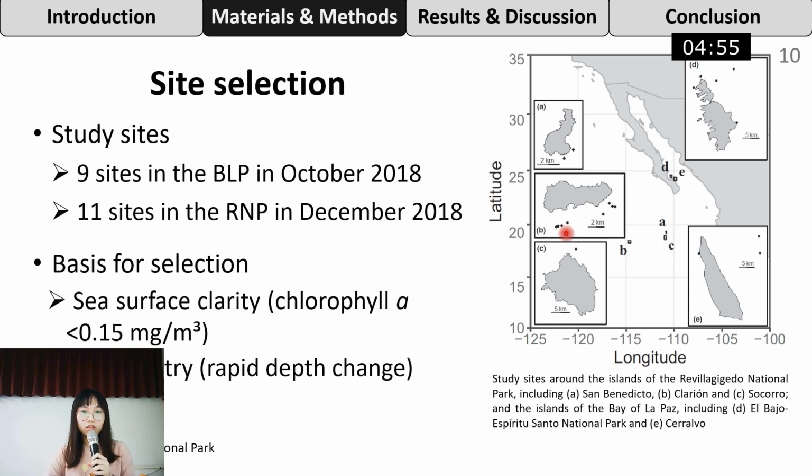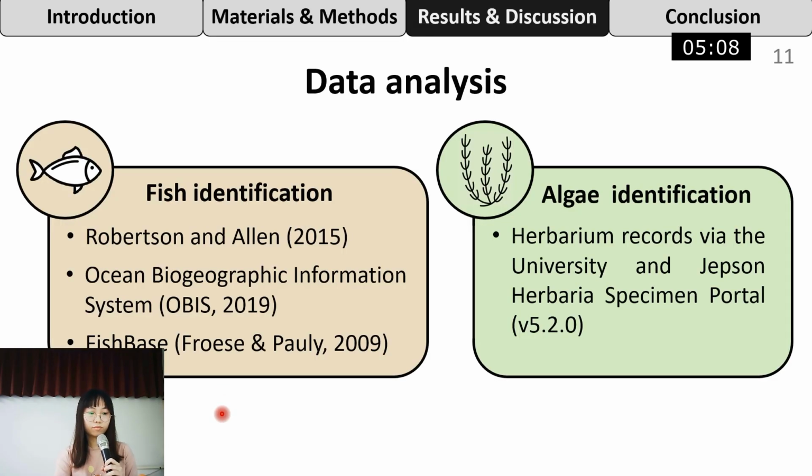each dot represents one study site. Most of the sites are located around these 5 islands. The sites were chosen based on sea surface clarity and bathymetry. They compiled information from Robertson and Allen, the Ocean Biogeographic Information System, and FishBase to identify fish. And the algae were identified using herbarium records.